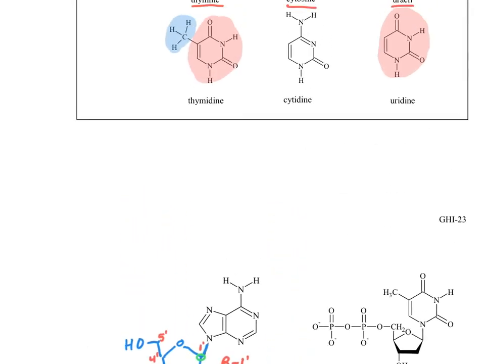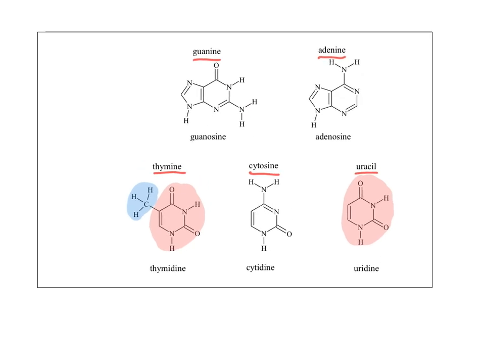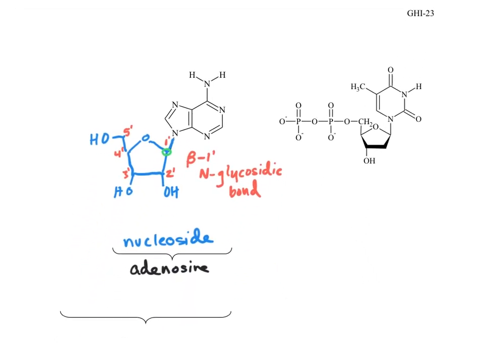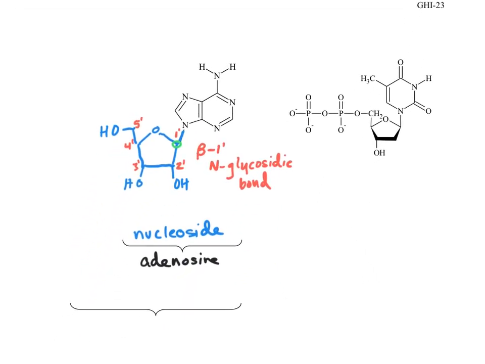Let me just make a point. If we go back here, you're going to see that adenine is the name of the base, adenosine is below it. That's the name of the base once it's attached to a sugar. We've got guanosine, thymidine, cytidine, and uridine. You're expected to know those names. Now, that is a nucleoside.